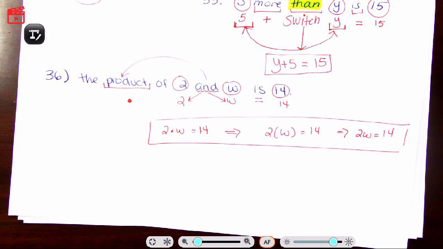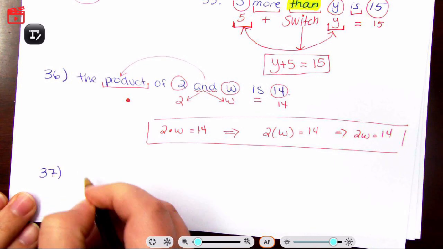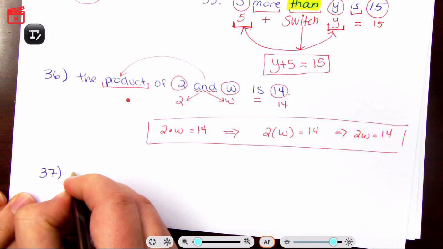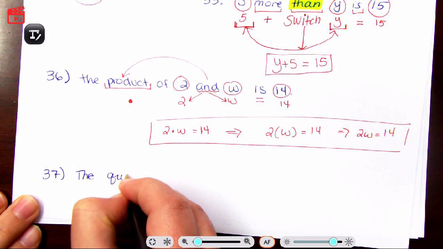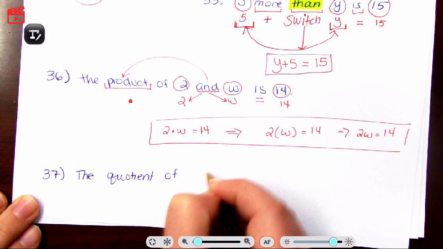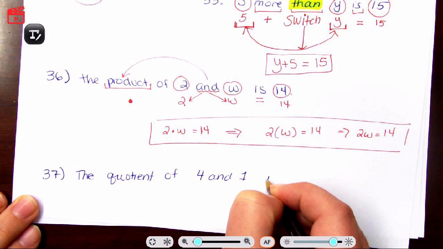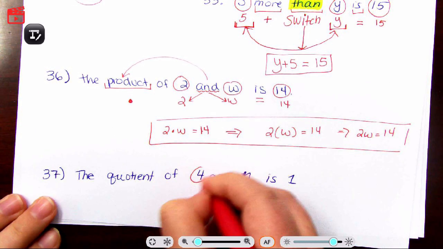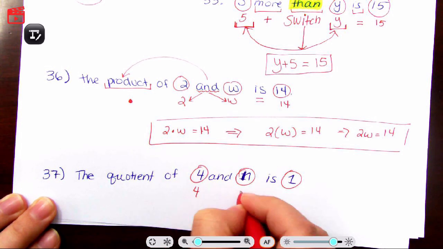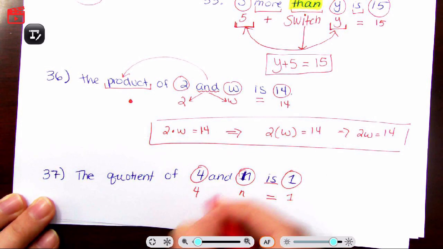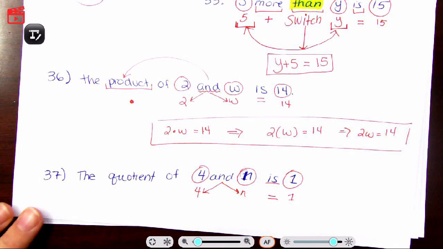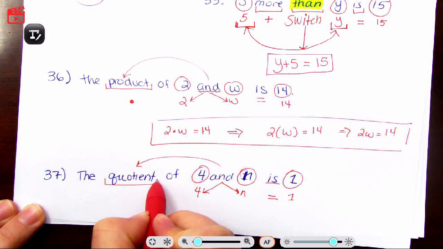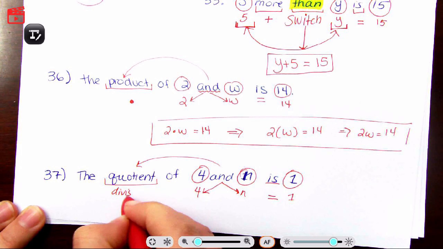Last one, number 37. Number 37 tells me the quotient of 4 and n is 1. So the quotient of 4 and n is 1. So again, 4 is a number, n is a letter, 1 is a number. So I'm going to just write them. Is translated to equals, and and just tells me that these two things are grouped together. How are they grouped together? They are grouped together by quotient. Quotient means division. Now, for division, you're going to write this as a fraction.